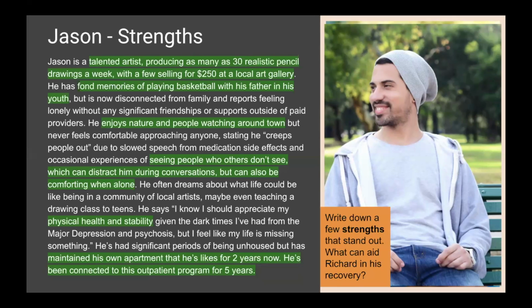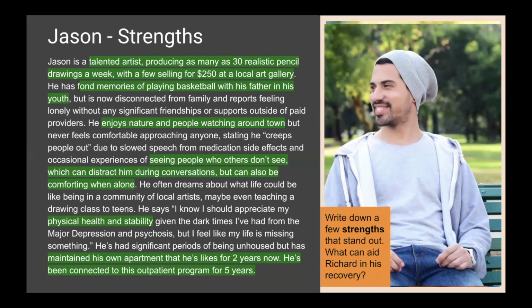We see here that he's physically healthy and he's maintained an apartment that he likes for 2 years, which is quite an accomplishment after being unhoused for significant periods. And then we also know that he's been connected to the outpatient program for 5 years. So that must be a source of support. So those are some of the things that stand out that we know Jason has to build on.